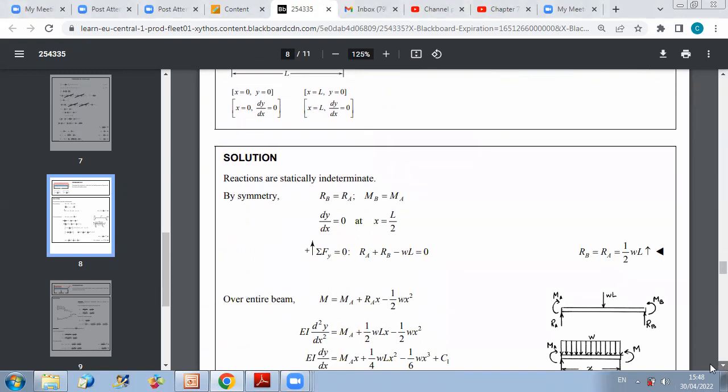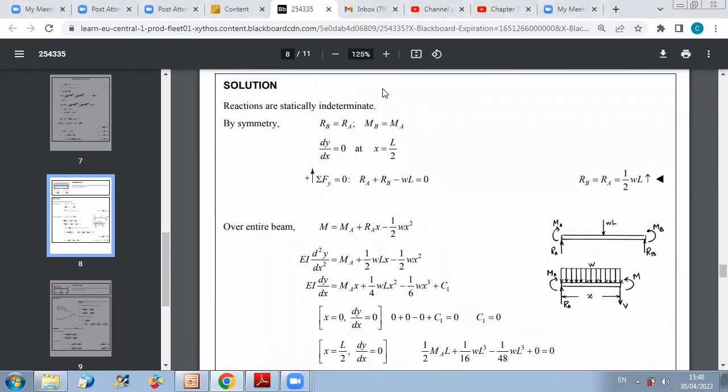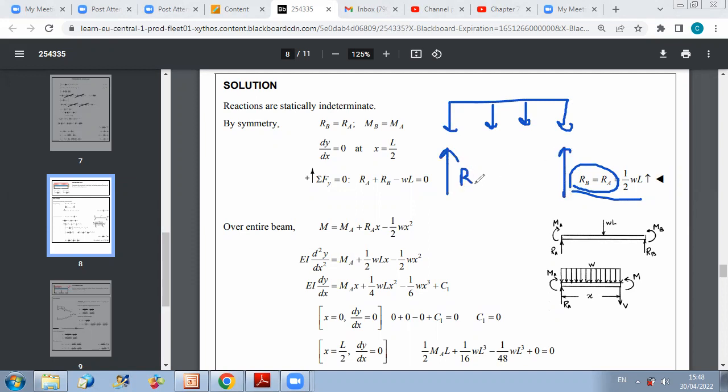And I have that by symmetry, we said that RB equals RA and equals half, 1 over 2 omega L. So from the symmetry effect, you can also find the value of RA, RB from statics, because the whole load here is supported by A and B. And since A and B are equal, if you use the static equation that sum of y equals 0, you get RB plus RA, but because they are equal, you can replace RB plus RA by 2RA, and 2RA should balance the distributed load, so it's equal to omega times L.